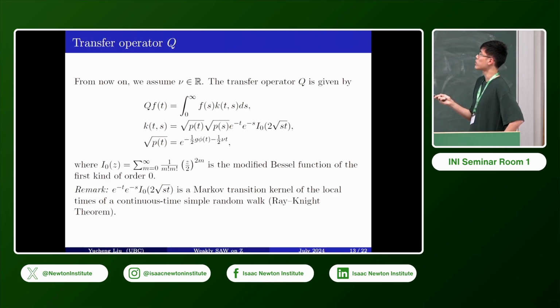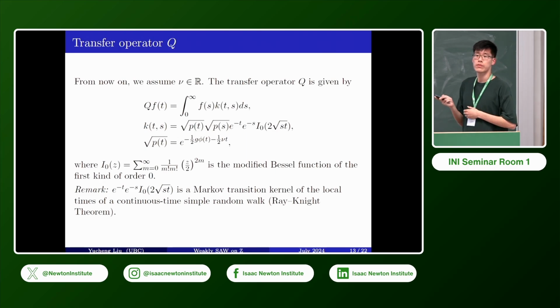This second part here is actually the Markov transition kernel for the local time of the continuous time simple random walk. This is the Ray-Knight theorem. So essentially, this operator is just acting on the local times of the walk. But we modified it by this penalty here due to the self-intersections.